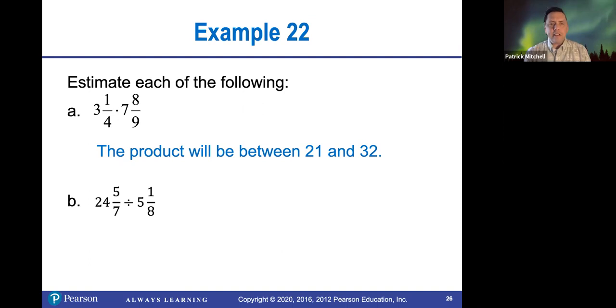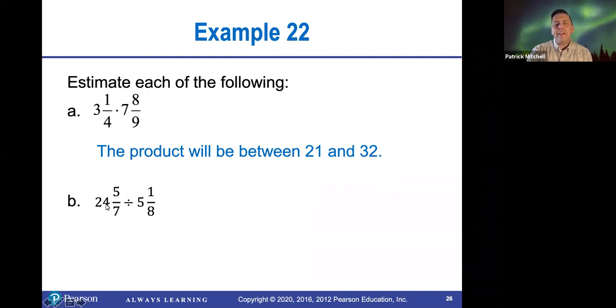Now with division, it's a little more complicated. When you're estimating a quotient and you're trying to find an upper and a lower bound, it's not as simple as it is with multiplication.